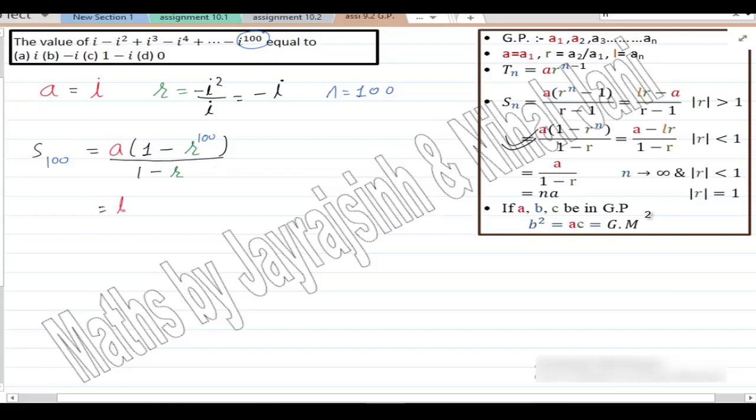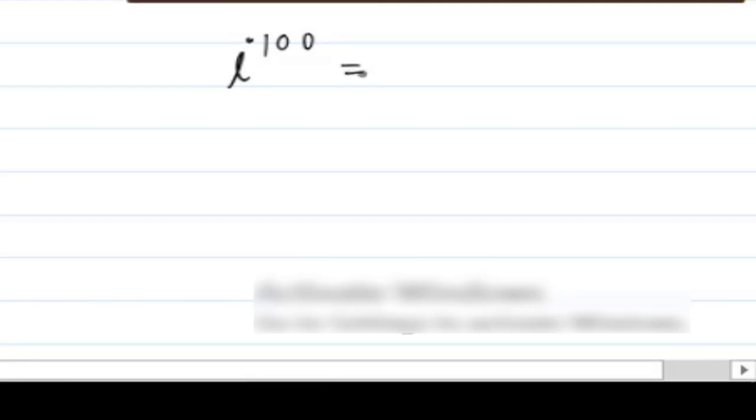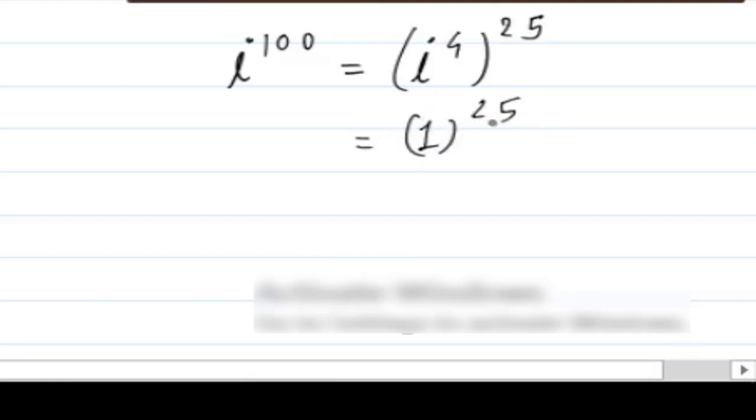Put the value of A and the value of r, which is minus i, so (minus i) whole raised to 100 upon 1 minus r, minus i actually, so it will be plus i. Now it's time to get the value of (minus i) raised to 100. We don't have to worry about this negative sign because we have an even power, so the negative will become 1. To get the value of i raised to 100, we convert it as (i raised to 4) whole raised to 25, because i raised to 4 is actually 1, and 1 raised to anything will give us 1. So our i raised to 100 is 1.